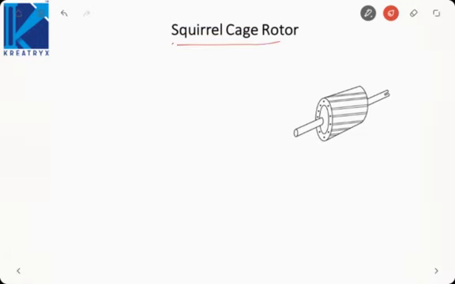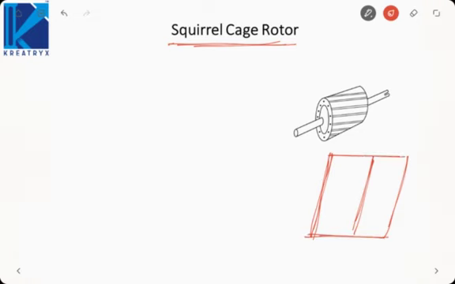Now let us consider the construction of rotor. The rotors that we studied in case of synchronous machines were salient pole and cylindrical. Here the rotor is called a squirrel cage induction motor. In squirrel cage, we have conductors like this. This is one conductor, other conductor, third conductor, and these are all short circuited. Here, instead of any winding, we have conductors.